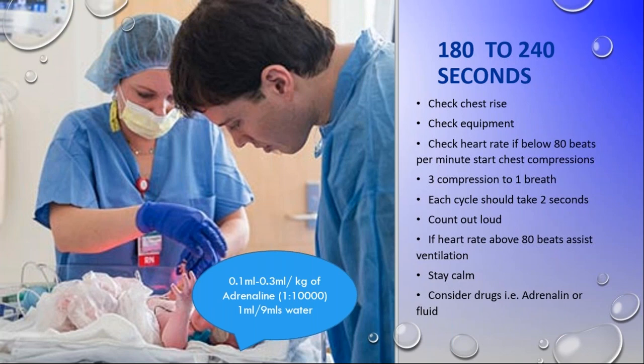So you are going to mix 1 mL of 1 in 10,000 into 9 mL of water, and then you use 0.1 to 0.3 mL per kilogram of that dilution to give to the baby. Now, some people want to give it down the ET tube, but that is not shown to work as well as getting it through a line. But if you don't have a line up, then I suppose that's where you've got to go.